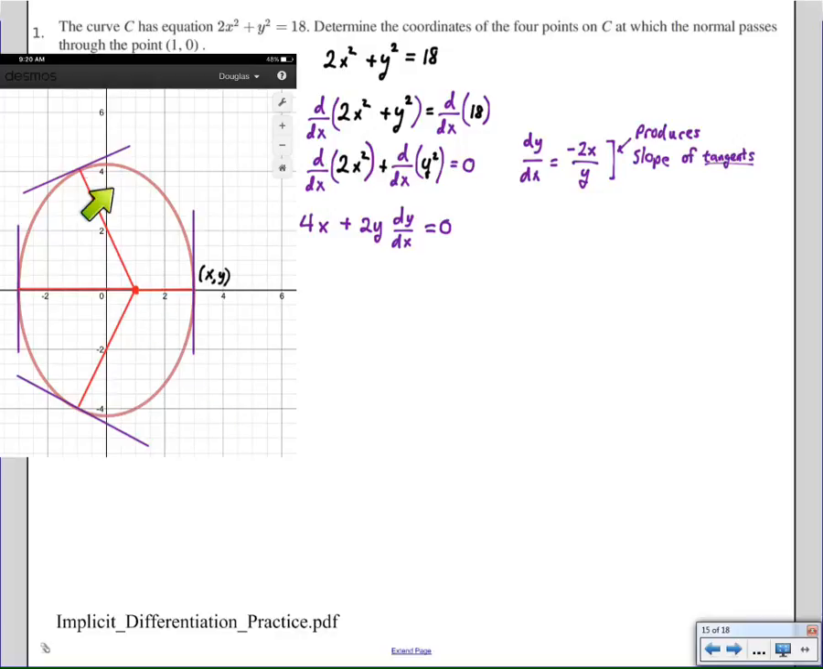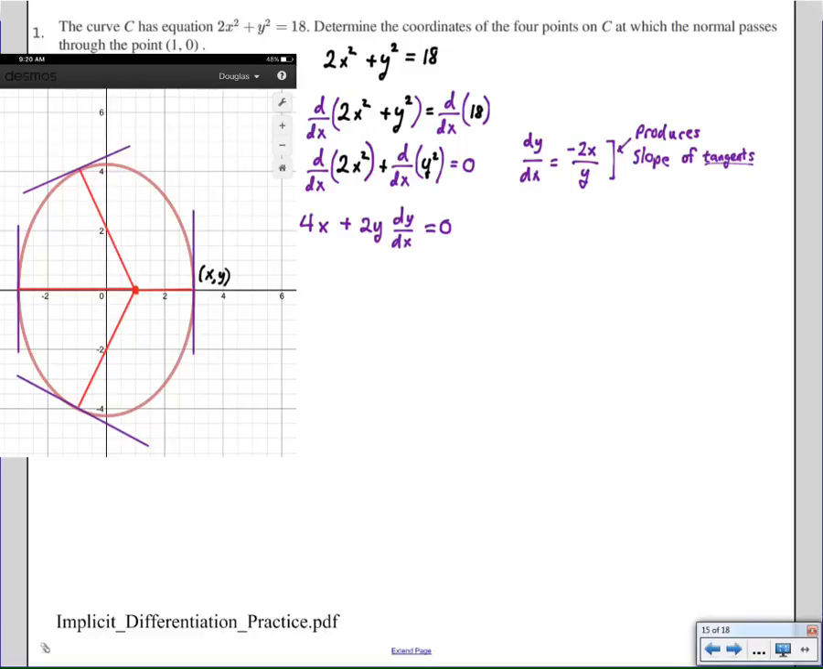So if I know the coordinates of the point, like they say this one right here appears to be (-1, 4), I could put -1 in for the x and 4 for the y, and we would find a slope of 1/2. Notice the tangent line has a slope of 1/2. So that's what this derivative is telling us. But we need to find normals to pass through the point (1, 0).